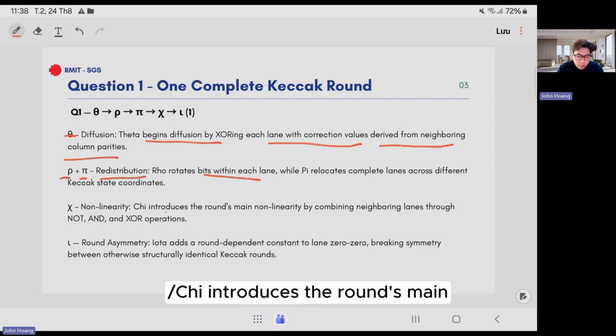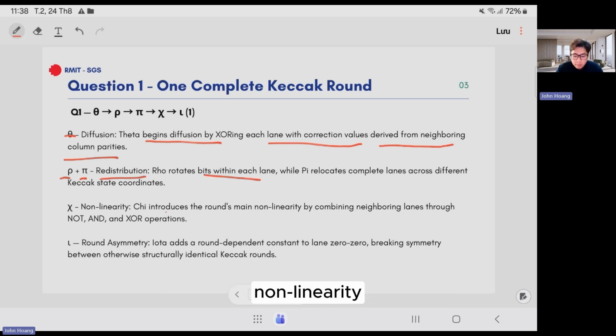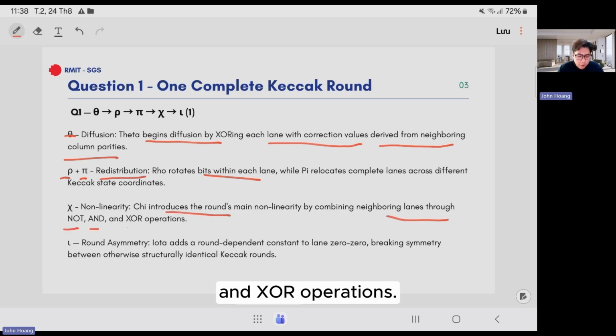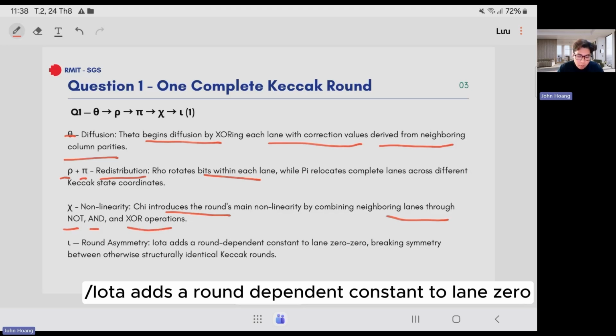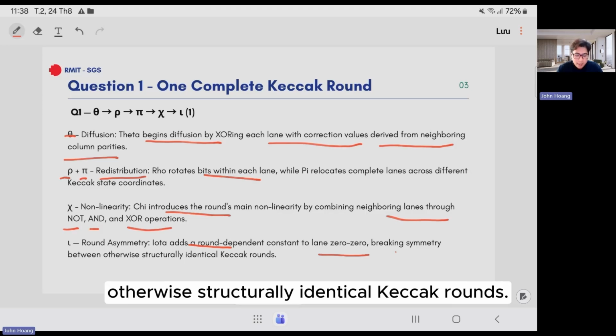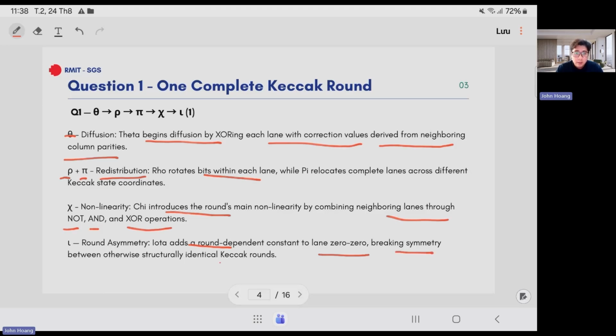Chi introduces the round's main nonlinearity by combining neighboring lanes through NOT and XOR operations. Iota adds a round-dependent constant to lane 0,0, breaking symmetry between otherwise structurally identical Keccak rounds.